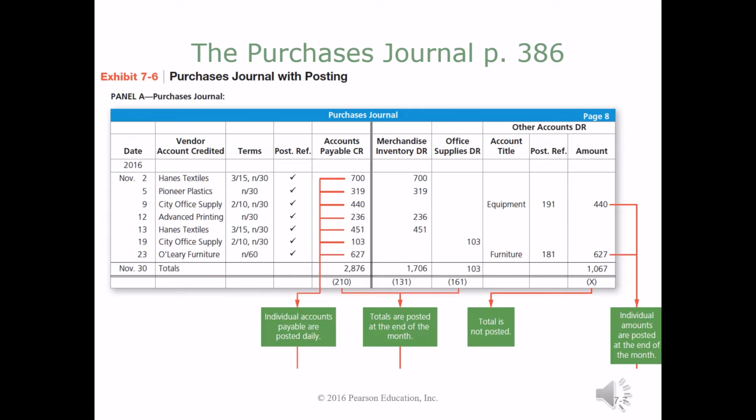From this purchases journal, we're going to post things into two ledgers, a subsidiary ledger and the general ledger. The subsidiary ledger gets posted immediately whenever we have a vendor that we owe money to. That's our accounts payable subsidiary ledger. And our general ledger gets posted at the end of the month when we total up our purchases journal.